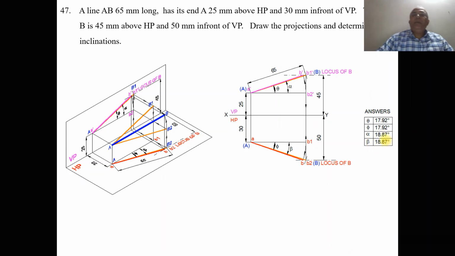So this is how we will be able to find the apparent and true inclinations with respect to both HP and VP. So this is how you will be able to analyze this problem. And we can see here both the true lengths are coinciding, and also both B dash positions. This is because the difference between 45 and 25 is 20. Here it is 50 and 30. This difference is 20. So this is the reason why both are coinciding. Thank you.